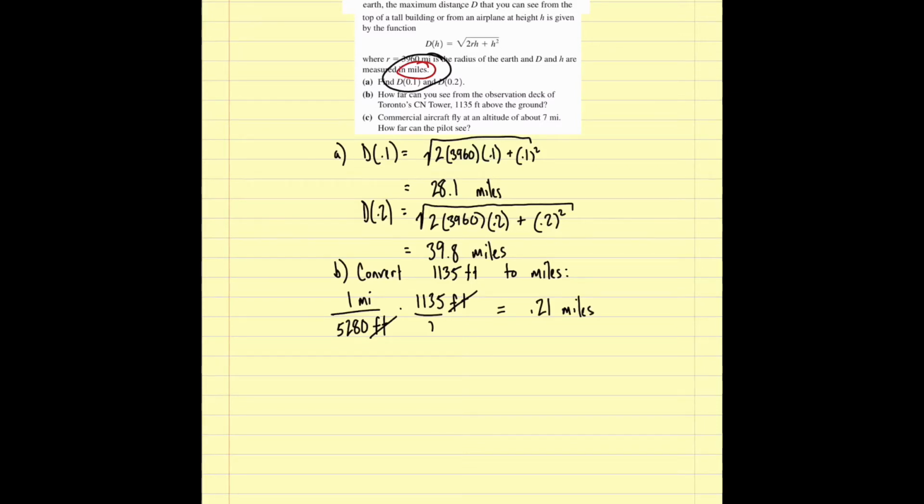So it's going to be pretty close to what part A was. If we plug in 0.21, it's the same calculation again. It's 2 times 3960 times 0.21 plus 0.21 squared. So this gives me something like 40.8 miles. Okay, so you should be able to see a little further at 0.21 versus 0.2. So it looks like we're doing that correctly.